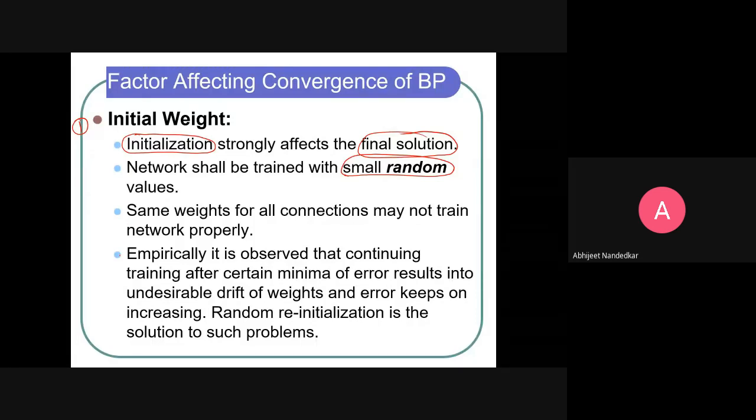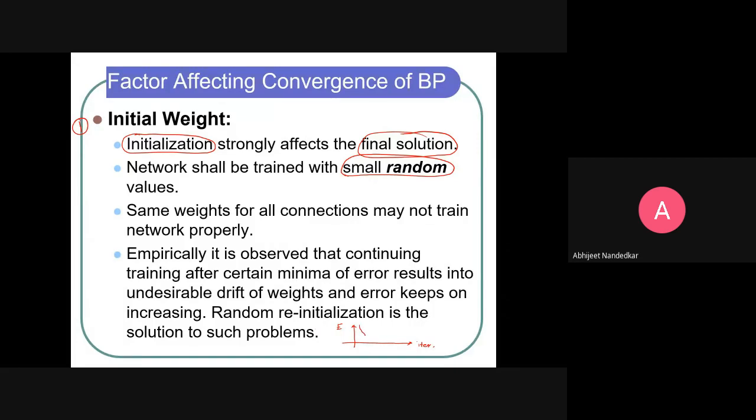Empirically, it is observed that continuing training after a certain minima of error results in undesirable drift of weights, and error keeps on increasing. So what happens sometimes, suppose I draw like this. So this is some error and these are some number of iterations.